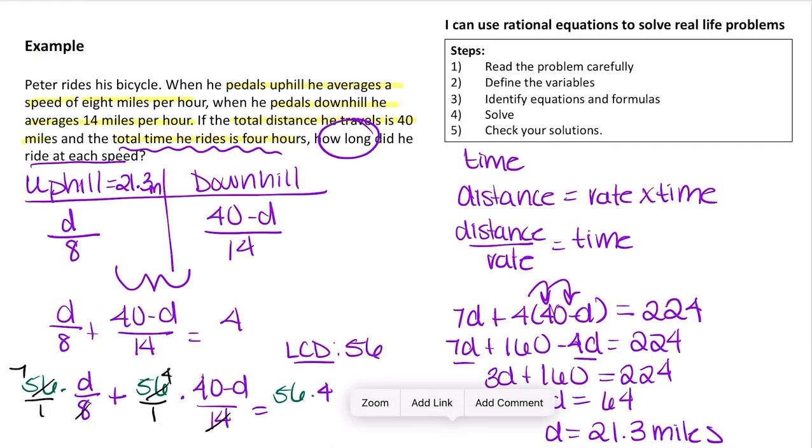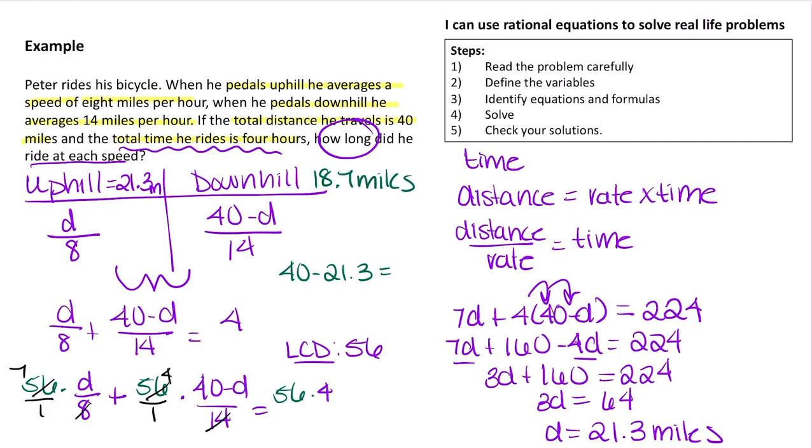To figure that out, I'm just going to take this value that I have. So I do 40 minus 21.3. I'll go ahead and do that on my calculator, and that gives me 18.7. That means he went 18.7 miles downhill. So make sure that you answer both parts of the question when you're working on solving these problems.